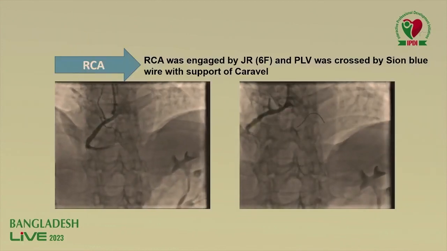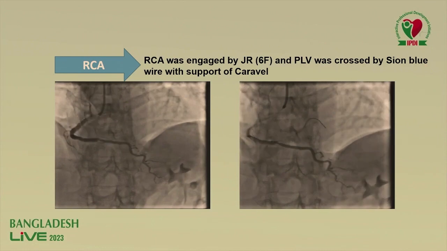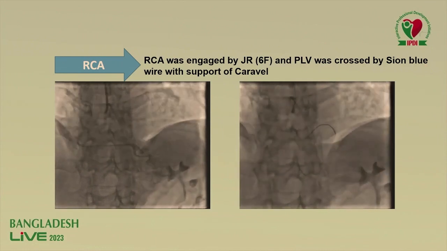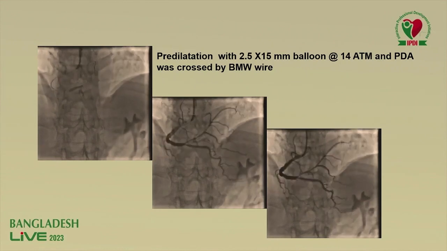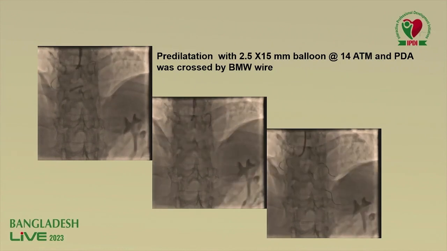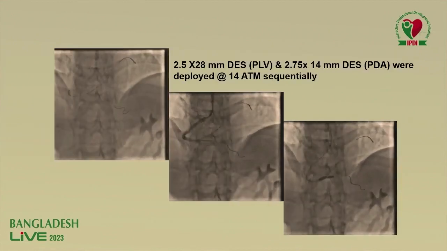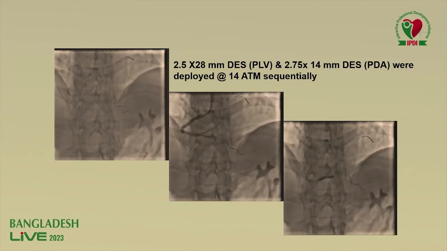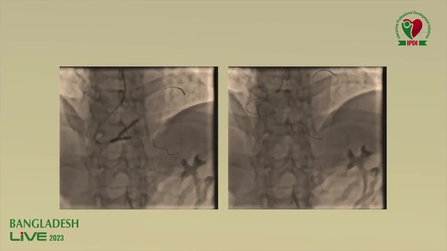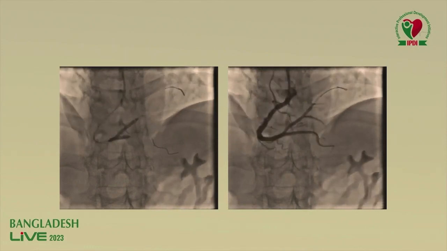The RCA was engaged by a JR 6 French guide catheter and PLB was crossed by a BMW wire with the support of a Caravel. Predilatation was done with a 2.5 into 15 millimeter balloon and PDA was crossed by a BMW wire. A 2.5 into 28 millimeter drug-eluting stent in PLB and a 2.75 into 14 millimeter in PDA were deployed at 14 atmosphere sequentially. Then both stent balloons were inflated at high pressure.